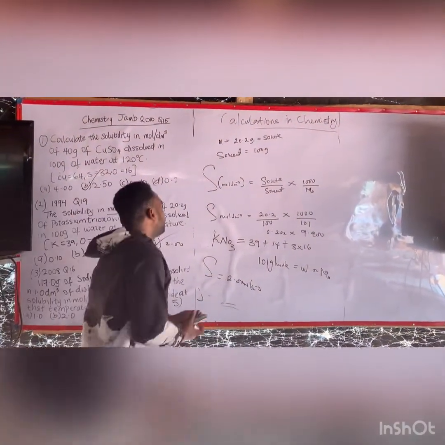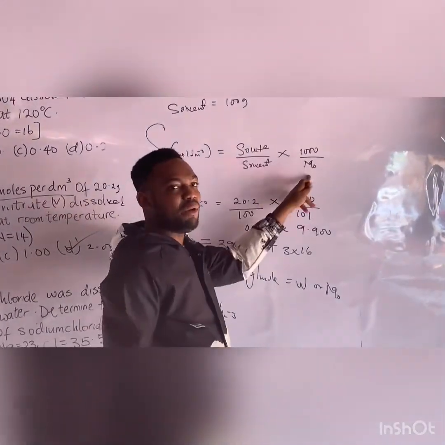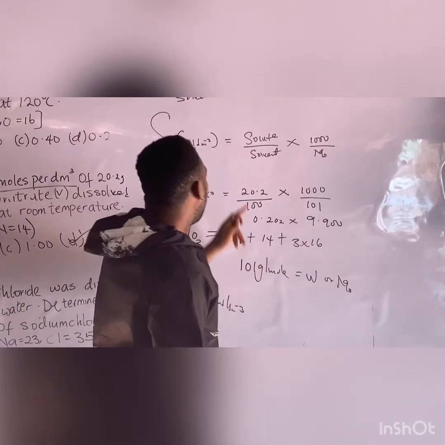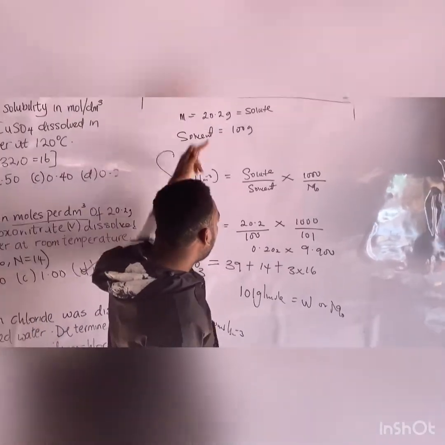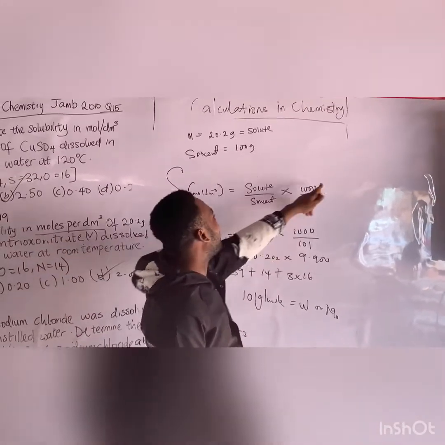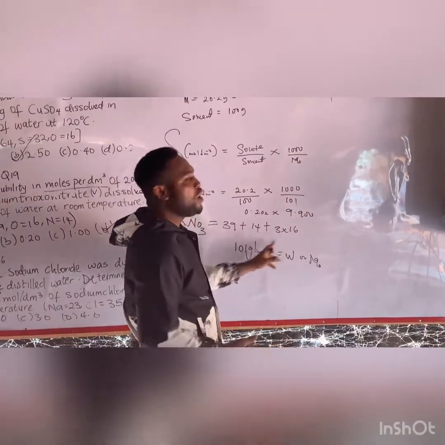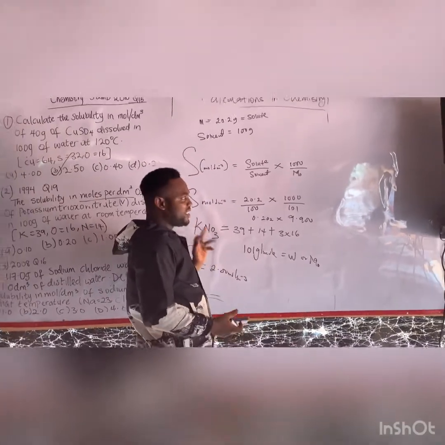So what did we do? We used this formula, solute over solvent times 1000 over molar mass, to obtain our answer fast. What's our solute? See it here. What's our solvent? See it here from the question. Multiply by 1000 in our formula, then molar mass, which we calculated as 101. And our answer is 2.